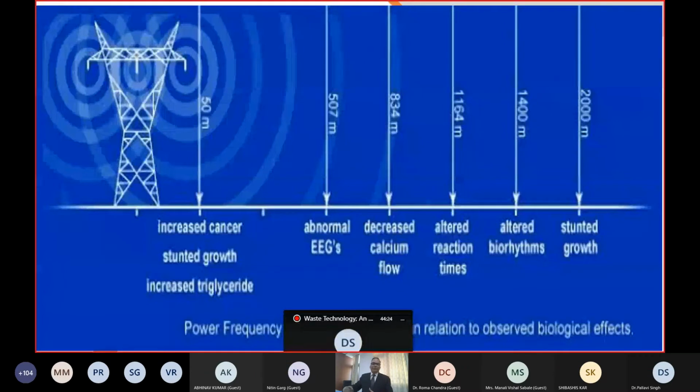Biothermia will appear. Altered reaction will be there. I mean, biochemical pathways will be disturbed. Stunted growth means the growth will not be appropriate because of this transmission line. And these have been researched. The facts are there, since I feel that people have been working in this area for 50 years.